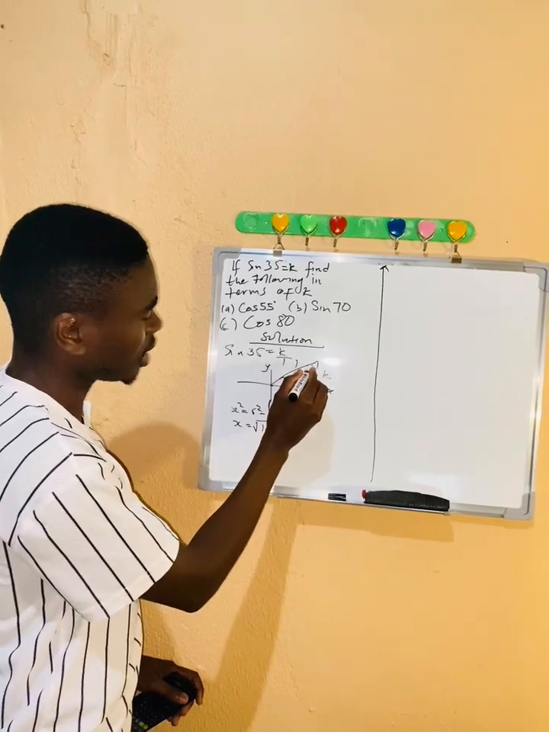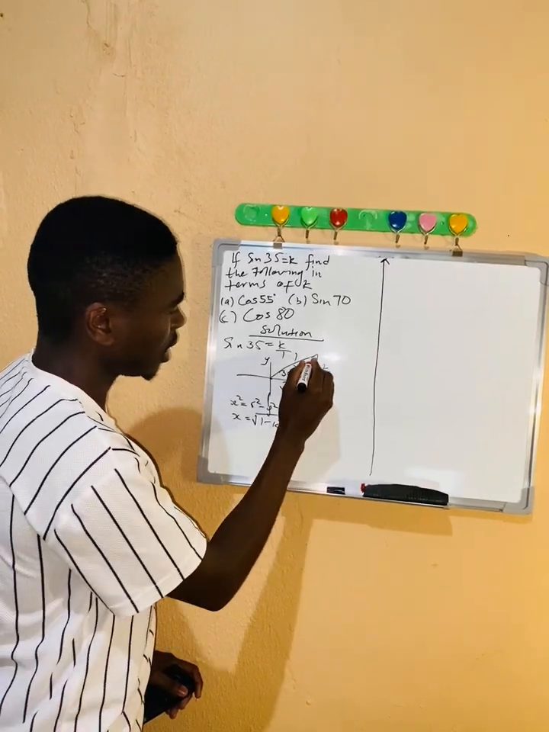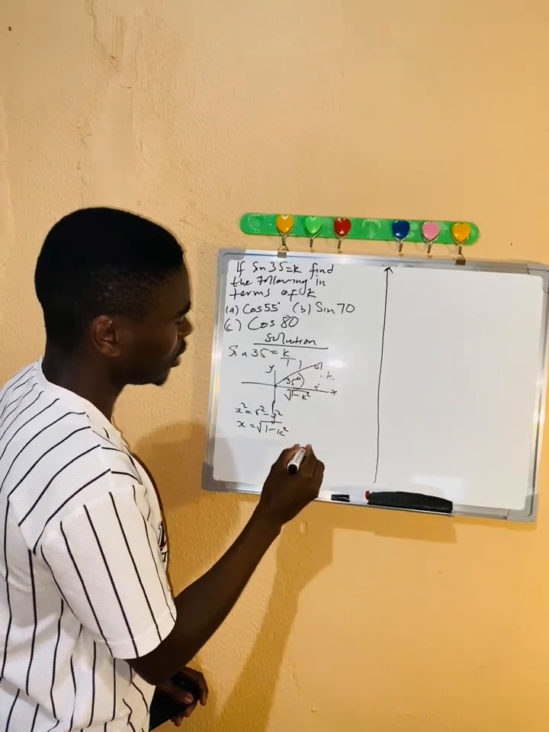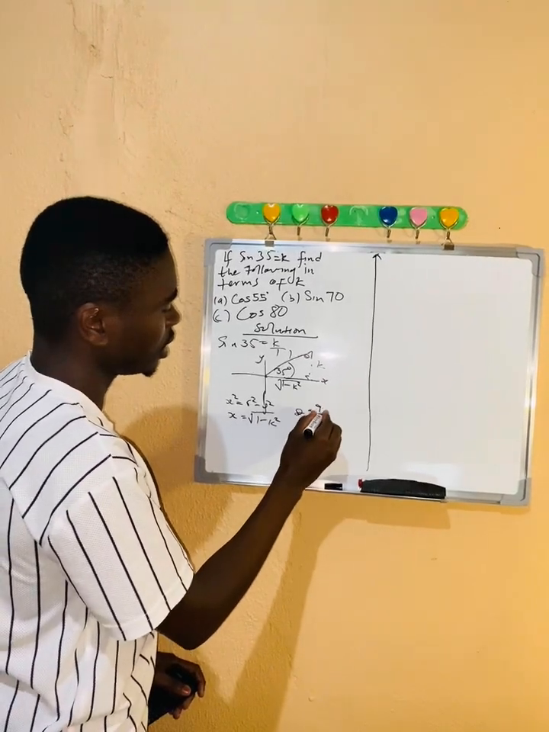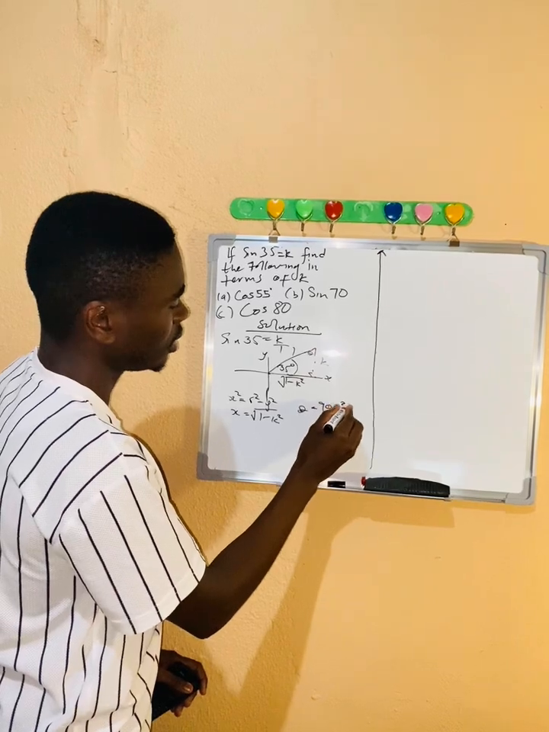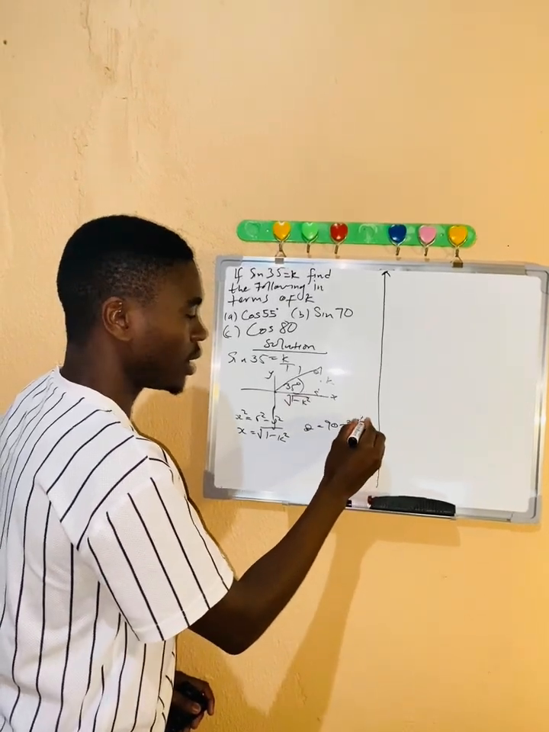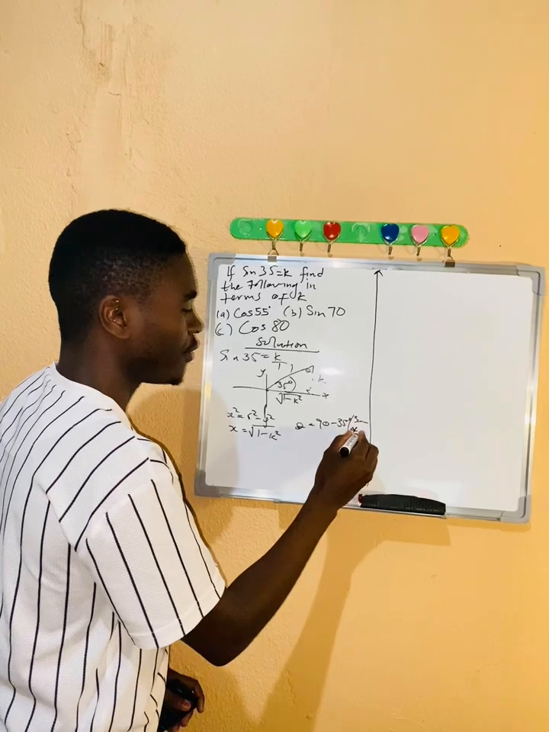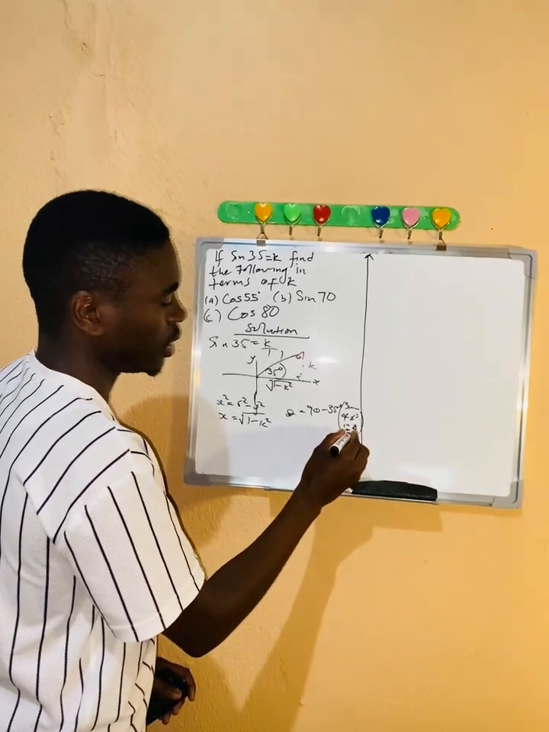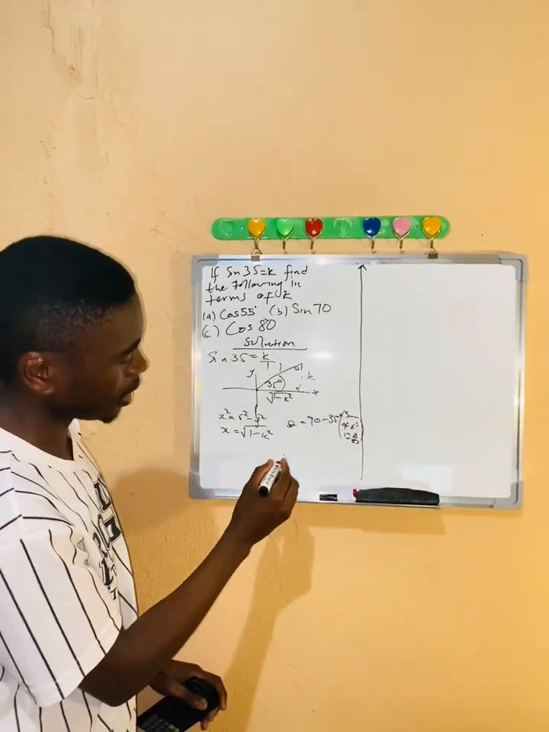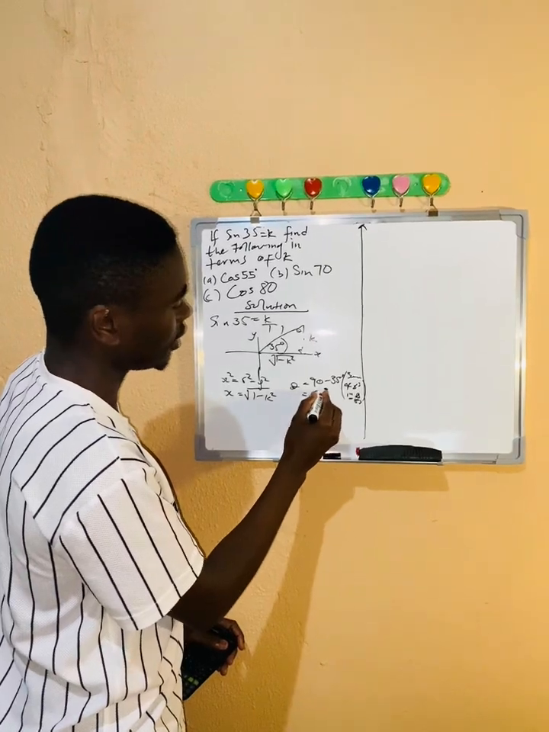Now we have 35 here, and we have 90 here. So we're going to find this angle here. We can let this angle be theta. Theta is equal to 90 minus 35 degrees. The reason is that the sum of angles in a triangle is equal to 180 degrees. So now theta is going to be 55 degrees.